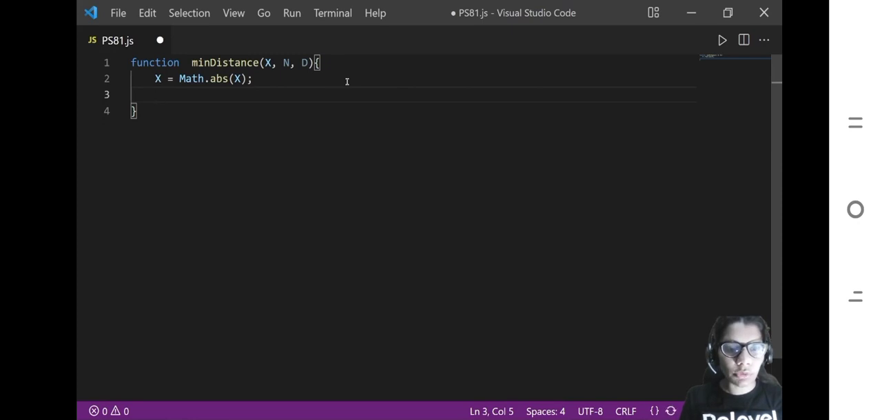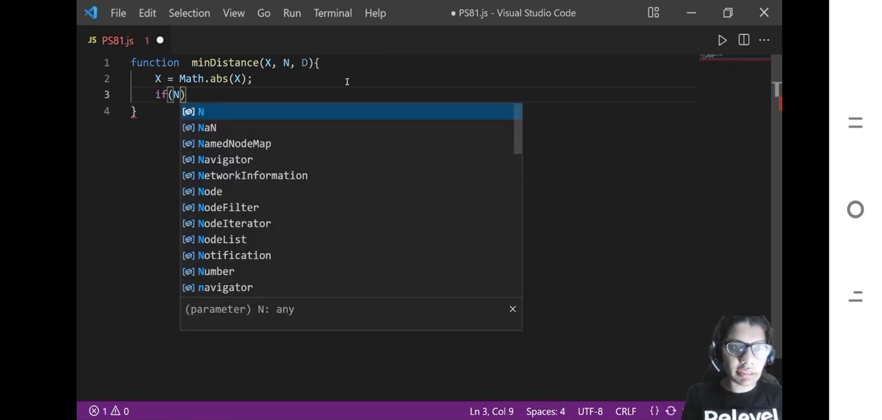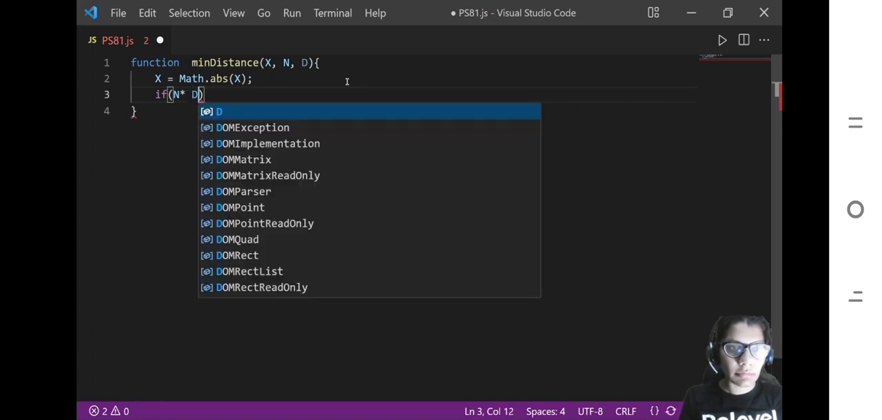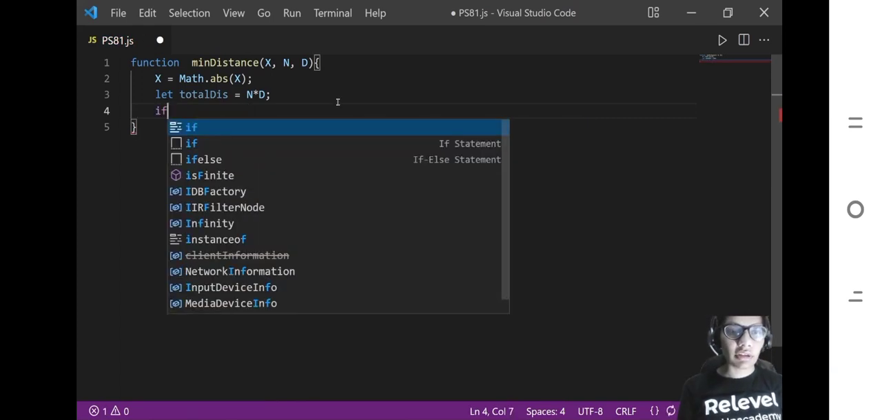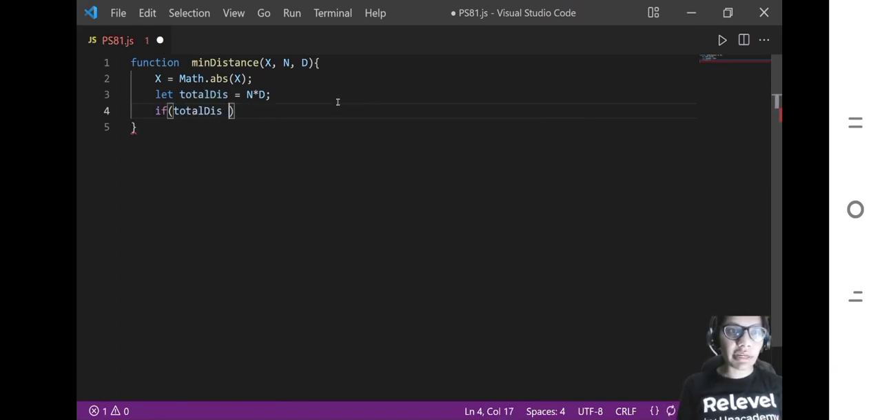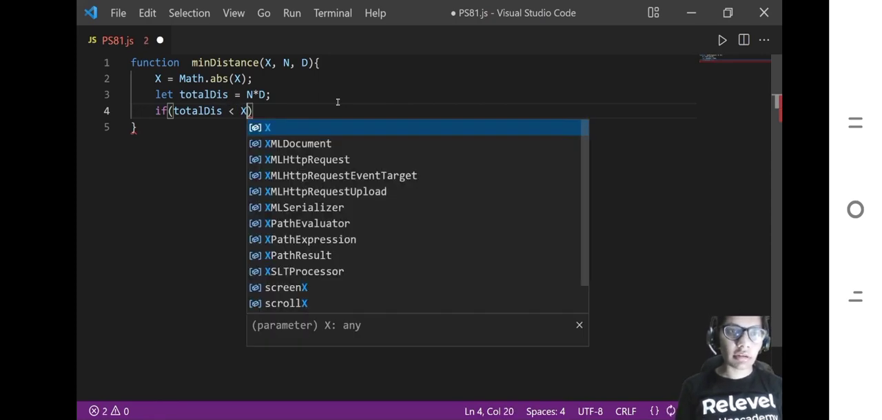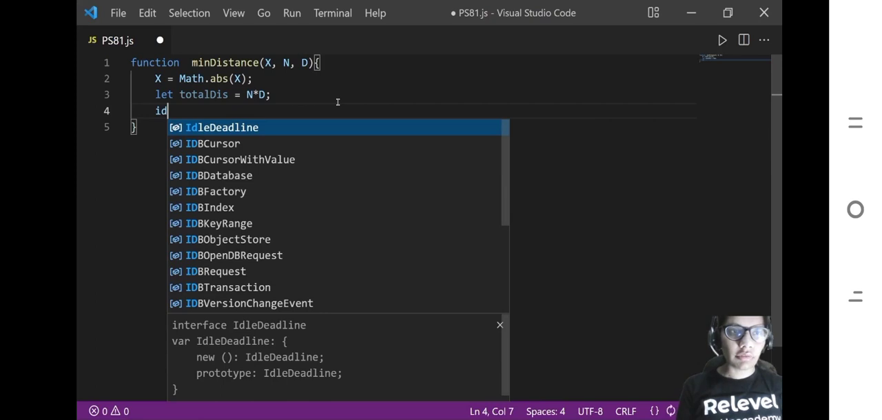Now next thing that we can do is we can just check what is the total distance covered by your n steps. So let total distance covered by n steps, it would be n into d. So we can check if this total distance is smaller than x. So we can check here if your total distance covered by n steps is still smaller than where Bob is.